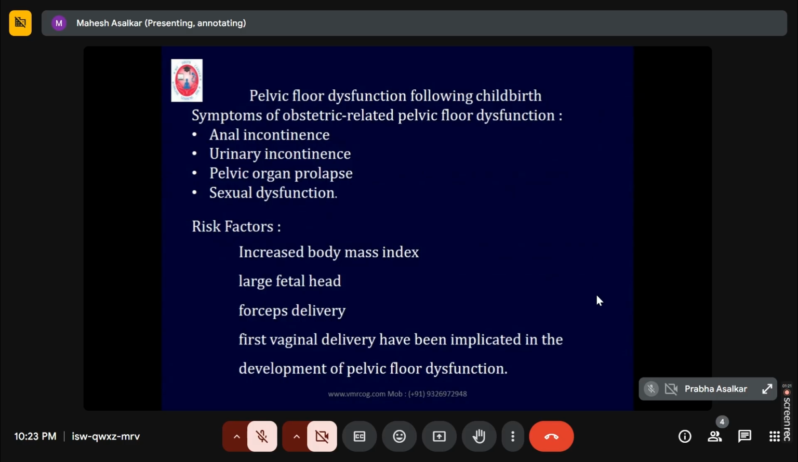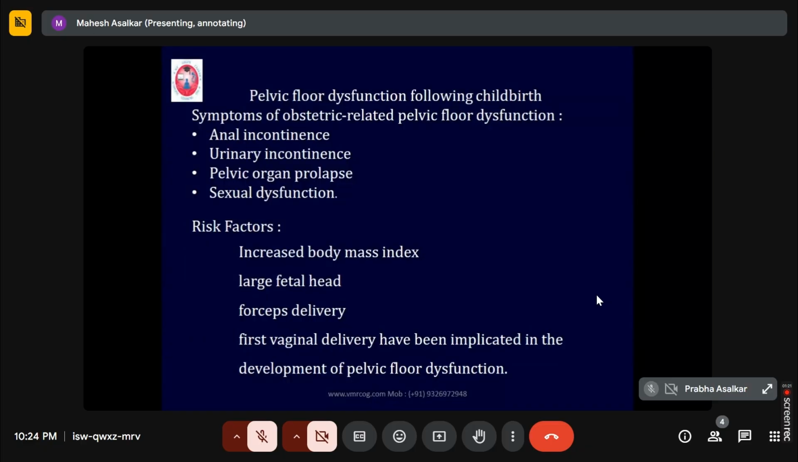Okay, what are the risk factors? One is increased body mass index. Second is a large fetal head. Third is a forceps delivery. Another is a first vaginal delivery, which has been implicated in the development of pelvic floor dysfunction. That is the primary gravidas. Okay, so: increased body mass index, large fetal head, forceps delivery, and the primary gravidas. Remember here, the primary gravida is the highest or the most important risk factor.